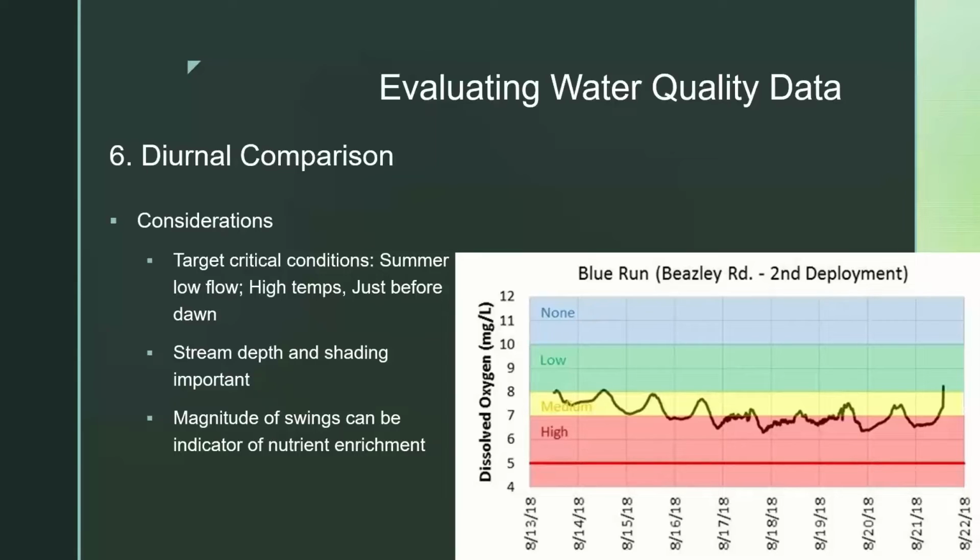I mentioned before, stream depth and shading are important. And then also the magnitude of the swings from day to night, particularly in dissolved oxygen, is one of the things that we might be looking for. We're going to be looking for both how low does it get and how does that compare with stressor threshold probabilities? How low does it get compared to our water quality standard? But also, what's the magnitude of the swings from daytime to nighttime? Because that could be an indicator of nutrient enrichment.